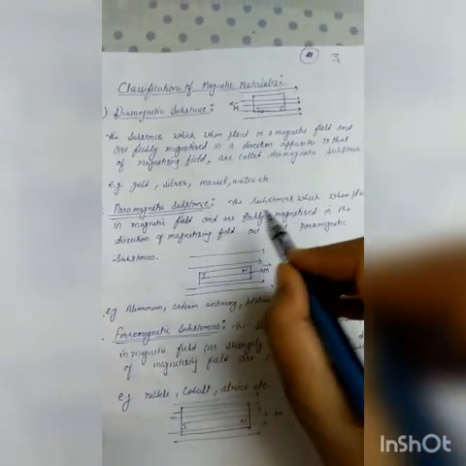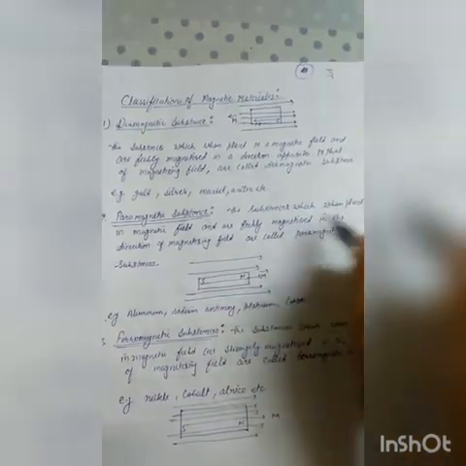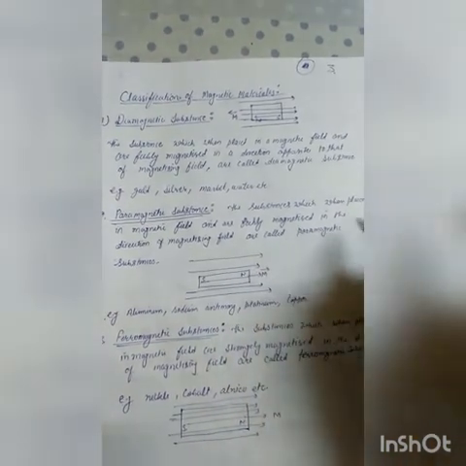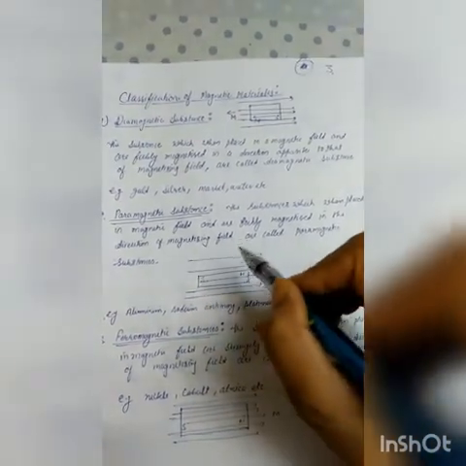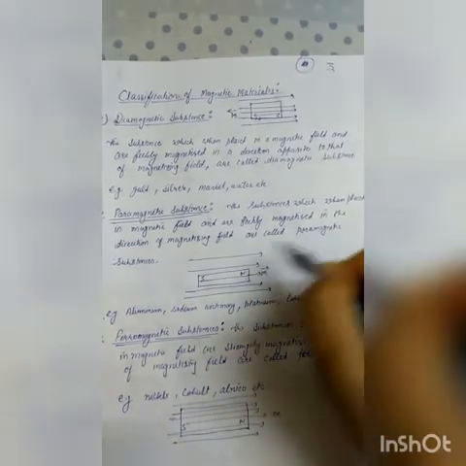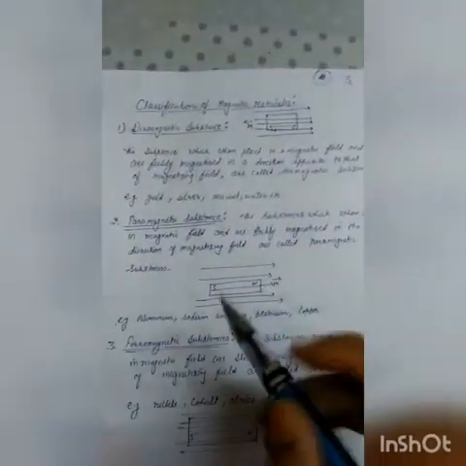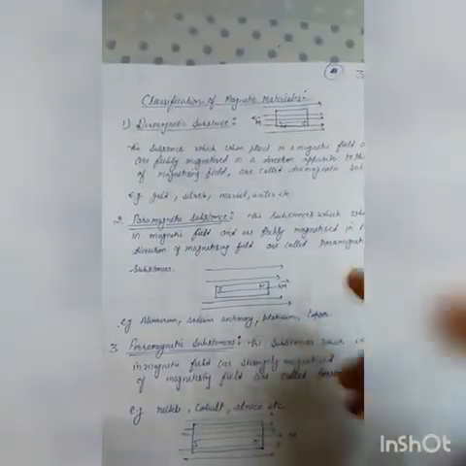Paramagnetic substances are those substances which, when placed in the magnetic field, are feebly magnetized in the direction of the magnetizing field. For example, aluminium, sodium, antimony, platinum.